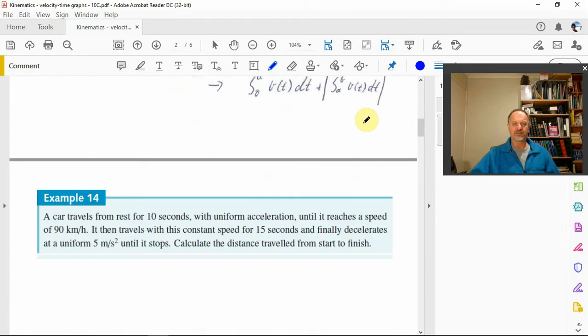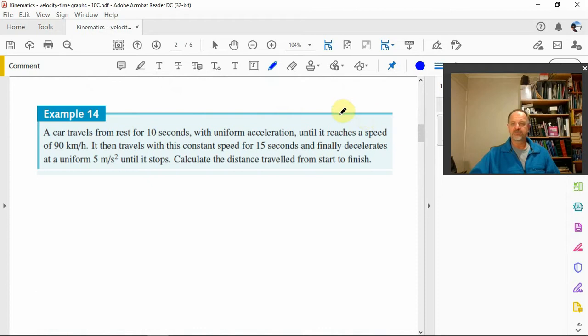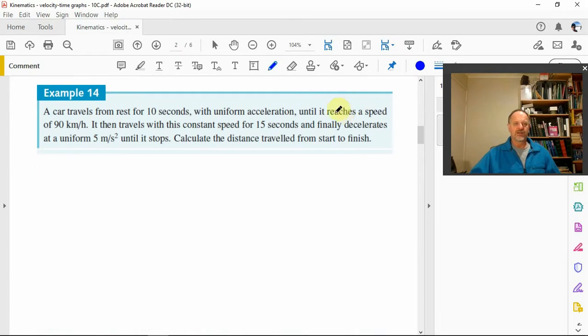Okay, so let's have a look at a couple of examples. Here we go. So this is in the textbook, the Cambridge textbook. A car travels from rest, and what that indicates is at t equals 0, its velocity was 0, okay? Then it travels for 10 seconds with a uniform acceleration until it reaches a speed of 90 kilometers per hour. Constant speed for 15 seconds, finally decelerates at 5 meters per second squared. Calculate the distance travelled from start to finish.